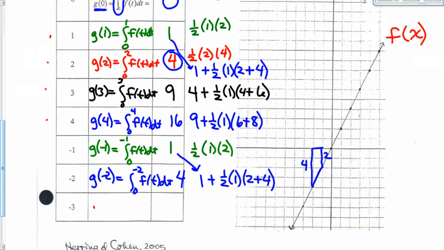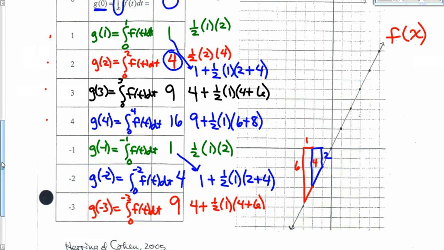Same idea for g of -3. g of -3 is the definite integral from 0 to -3 of f of t dt. That's going to be 4 plus the area of this trapezoidal region. My height is 1, one base is 4, the other base is 6, so I have 1/2 times the height times 4 plus 6. That's half of 10, so 4 plus 5, which gives me 9.